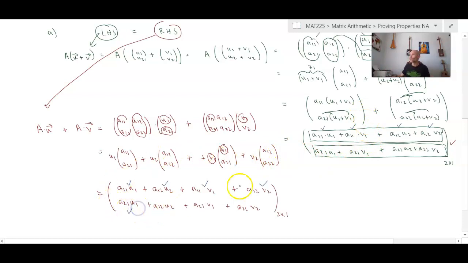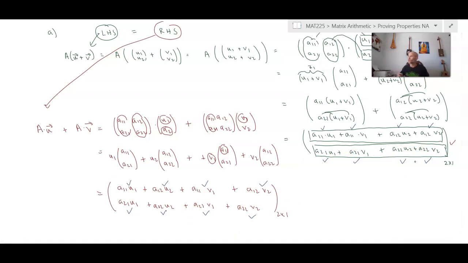Here I have an A21 u1. Here I have an A21 u1. Here I have an A22 u2. Here I have an A22 u2. A21 v1, A22 v2. And we see that we get the identical result.